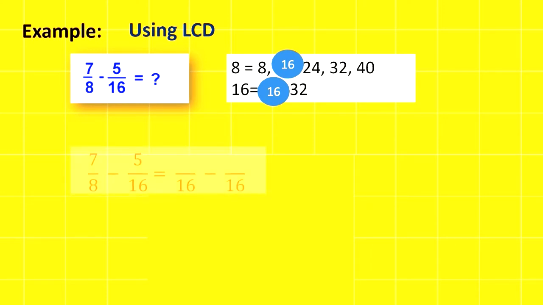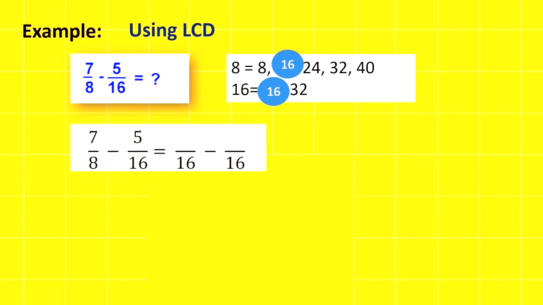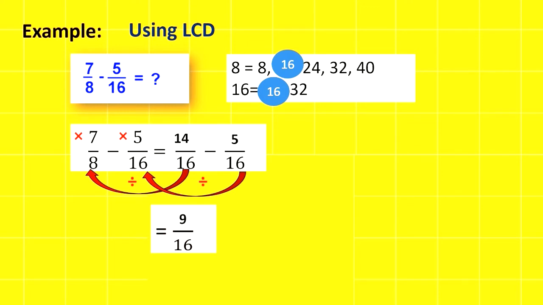7 over 8 minus 5 over 16 is equal to, you just need to copy the LCD of 16, and then 16 divided by the first term's denominator of 8 gives us 2, and 2 multiplied by the numerator of the first term, 7, is 14. Then the LCD divided by the second term's denominator of 16 gives us 1, and 1 times the numerator of 5 is 5. Then 14 minus 5 is equal to 9. So our final answer would be 9 over 16. It's the same as using similar fractions.